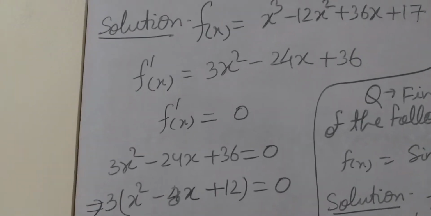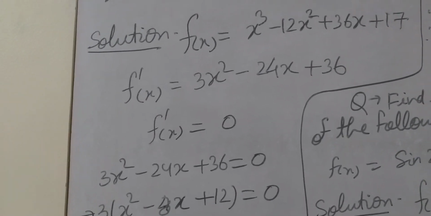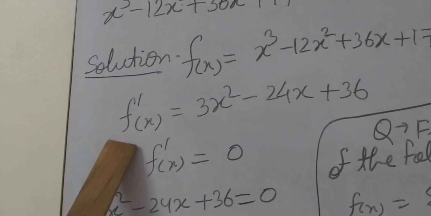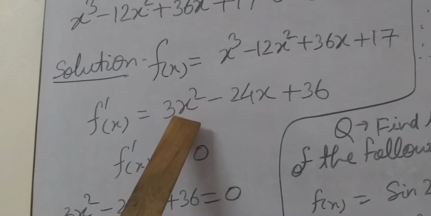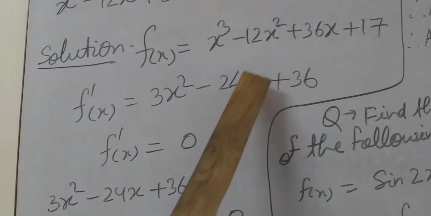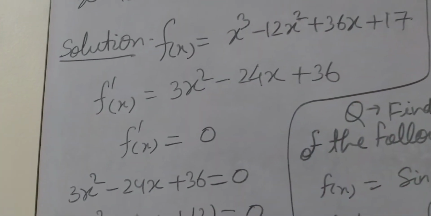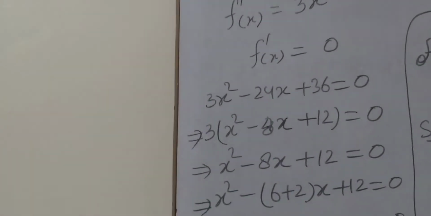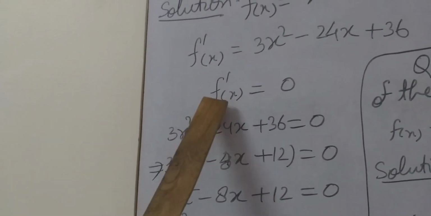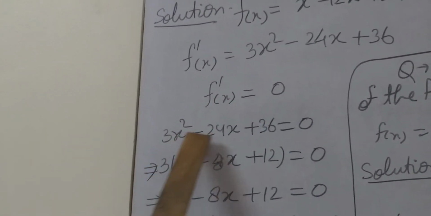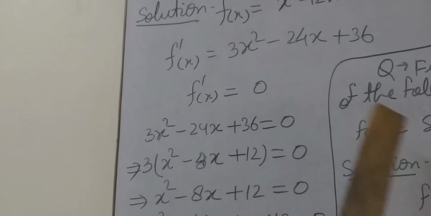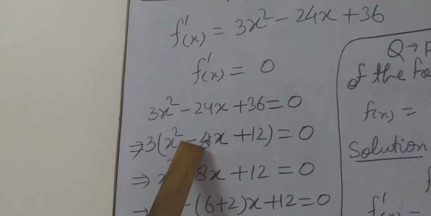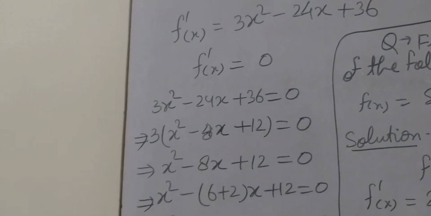So as you know the method, first we have to find its derivative. So f dash x equals 3x square minus 24x plus 36. Now in the second step we have to put f dash x equal to 0. So f dash x equals 0, students: 3x square minus 24x plus 36 equals 0. You can see 3 is common here. What is left? x square minus 8x plus 12 equals 0.